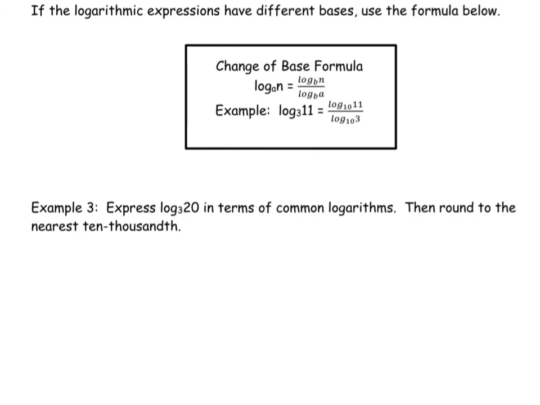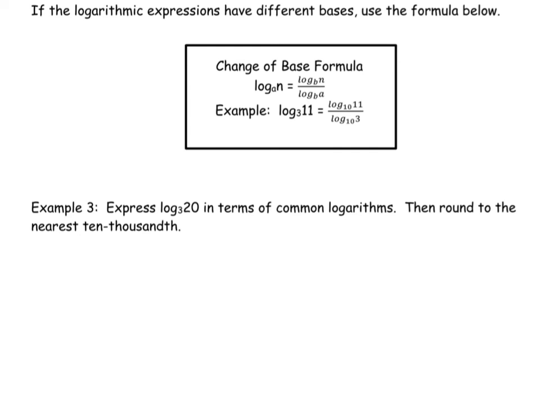If the logarithmic expressions have different bases, we're going to use the change of base formula, which you can see is given to us here. Now notice, in the example that they gave us, the small number was 3, the big number was 11, so this is when the log doesn't have that small base of 10. So we want to look at this and see, okay, the 3 is actually on the bottom, so we did log 10 of 3 on the bottom, and then the 11 moved to the top, so we had log 10 of 11. So we're going to follow this formula to be able to solve example 3.